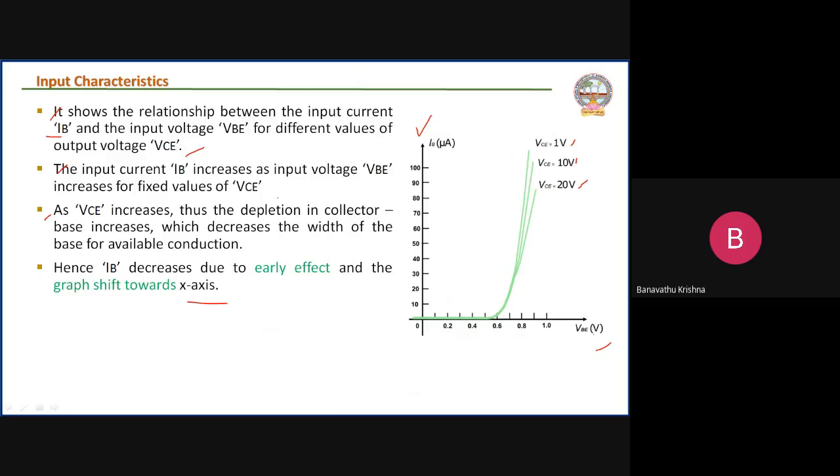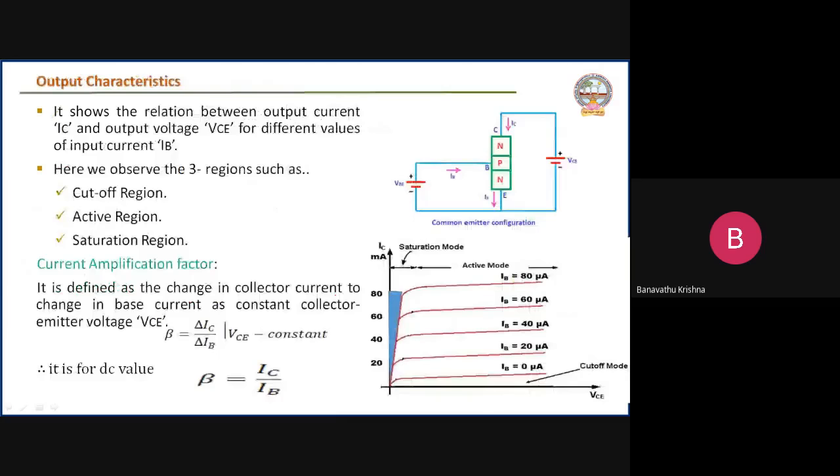And as VBE increases, IB also increases at these values. So this is the input characteristics for the common emitter configuration. Coming to the common emitter output characteristics, similarly it shows the relationship between the collector current IC and the collector to emitter voltage VCE.